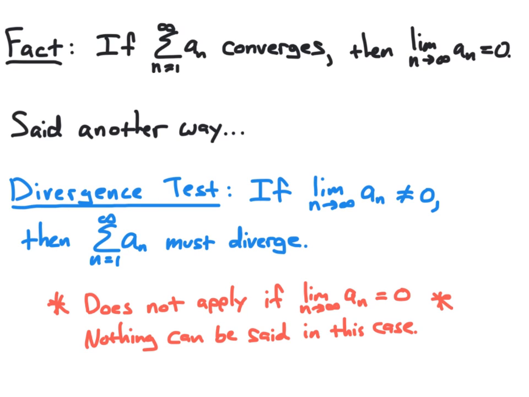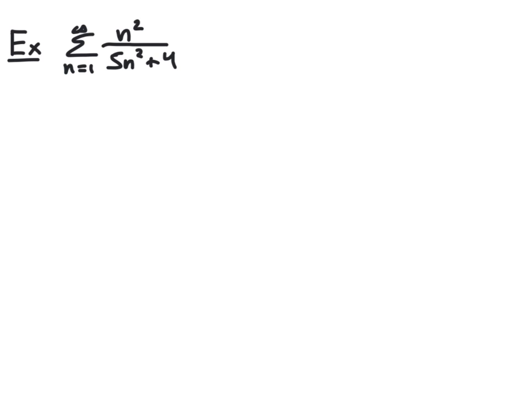Let's take a look at a couple examples of series and see whether or not the divergence test applies to them. For our first example, let's consider the series from n equal 1 to infinity of n squared over 5n squared plus 4. In order to see whether the divergence test applies to the series or not, we need to compute the limit of the sequence of terms. In this case, that would be the limit as n approaches infinity of n squared over 5n squared plus 4.